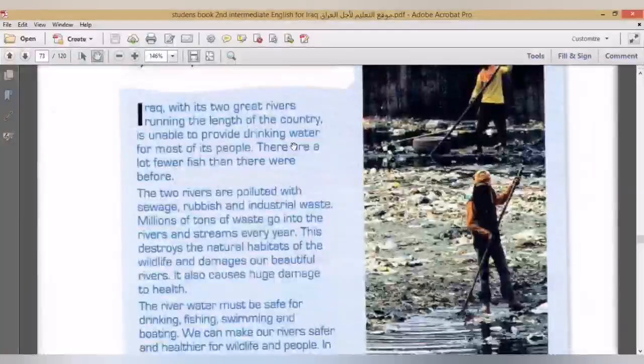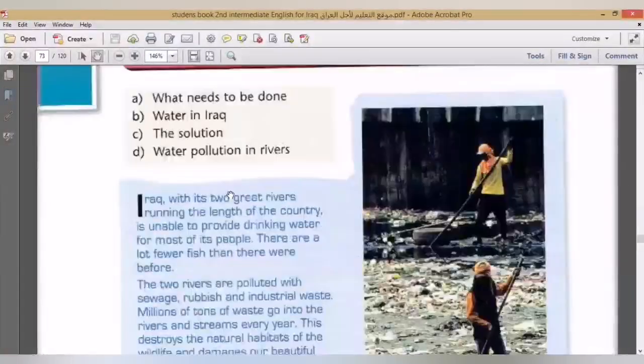So now we have this text about pollution and the rivers of Iraq, and we have to match each of these paragraphs to the topics. What are the topics? These are the topics. So A, this is a topic of which paragraph, what needs to be done? Have you got what you should do? You have two tasks. The first one is to match the appropriate heading with the correct paragraph. And the second one, I will tell you about it afterwards. It's about finding certain words.